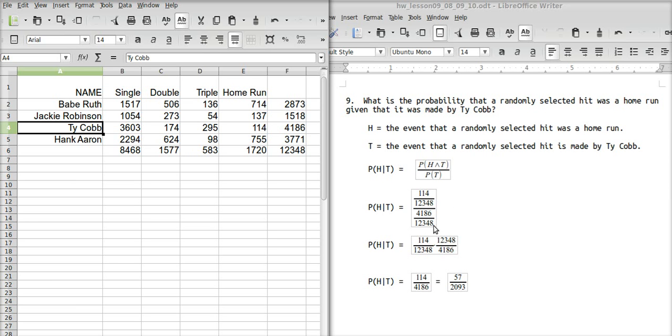So again, we're dividing two fractions, so we would invert the bottom one and change the operation to multiplication. Here again, the 12,348 cancels out, and I'm left with 114 over 4,186, and obviously that's not reduced, right, because they're both even numbers. So if I divide both of those by 2, I get 57 over 2,093, and that is reduced to the lowest terms.